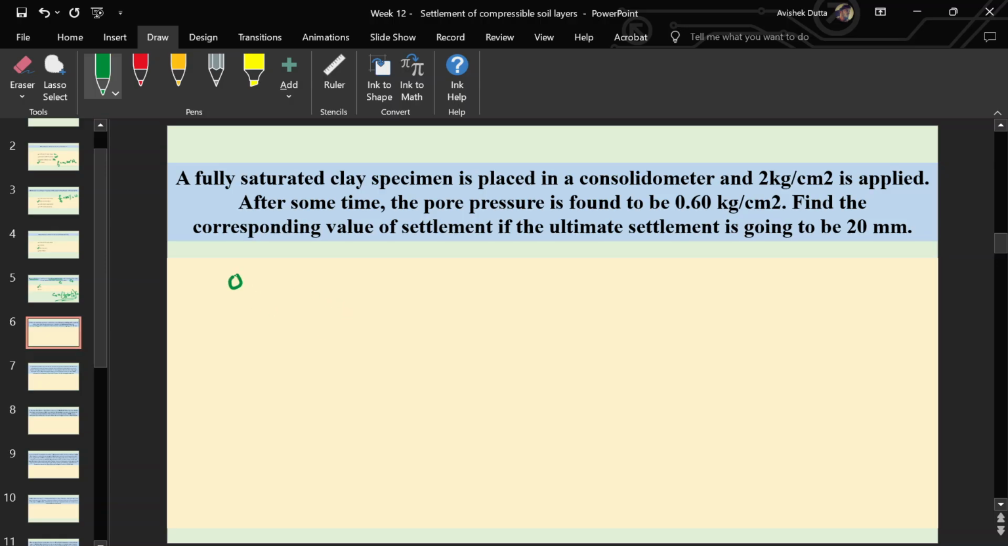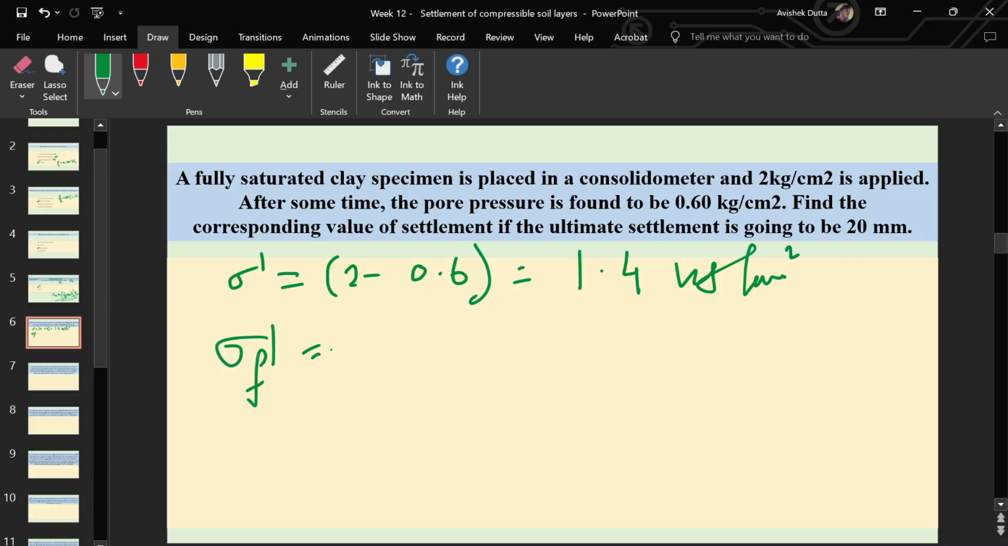Since there are many sums, I am pre-assuming that you already know the concepts. I'll just focus on the methodology and the formulas. So it is total stress minus the pore pressure. So the effective stress will be 1.4 kg per centimeter square when the pore pressure is 0.6. Final effective stress, when the pore pressure is 0, will be 2 kg per centimeter square.